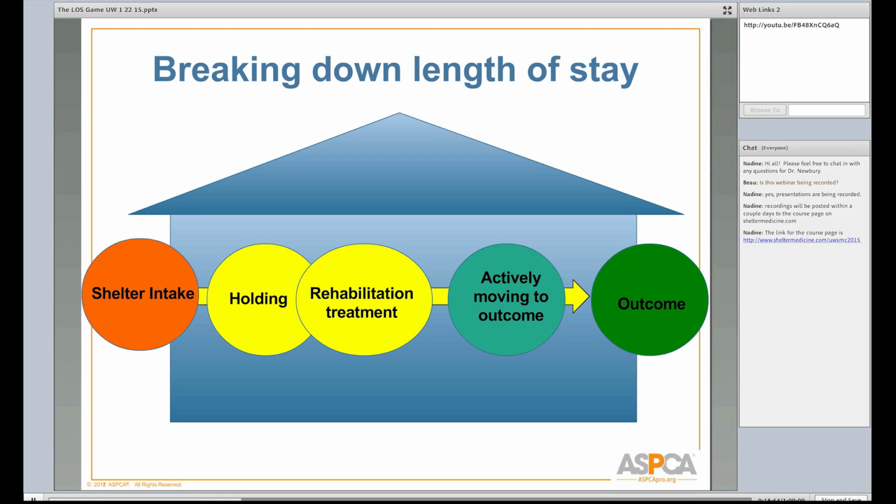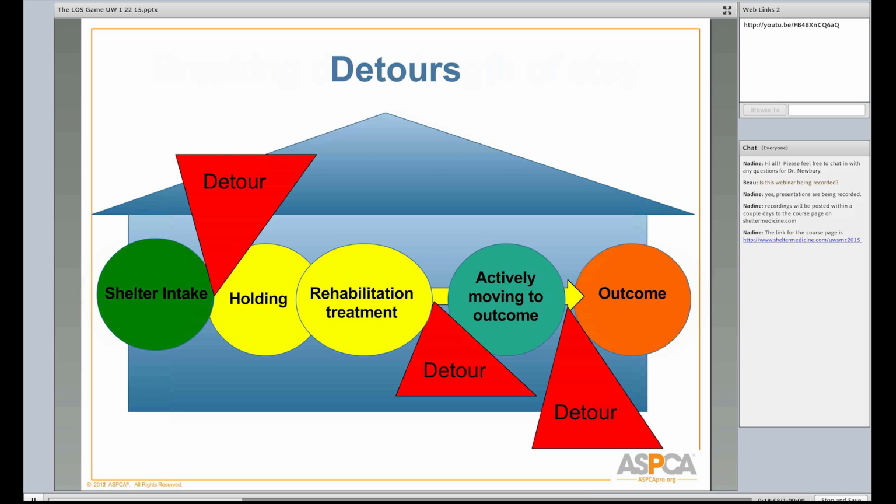But here's what can happen: we can wedge these detours into this straight shot pathway, and when we do this, we create risks for those animals. And I'm going to give you a little bit of an example about that.